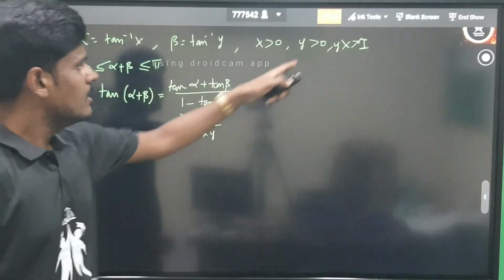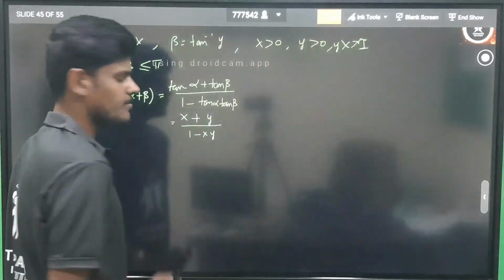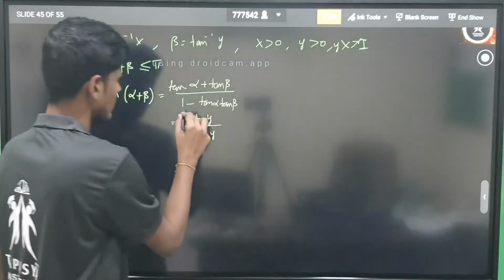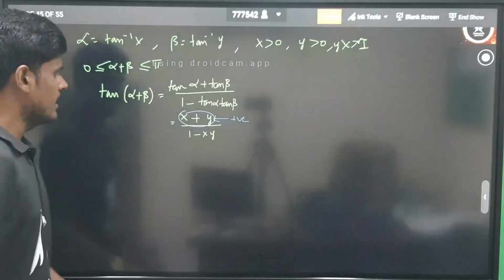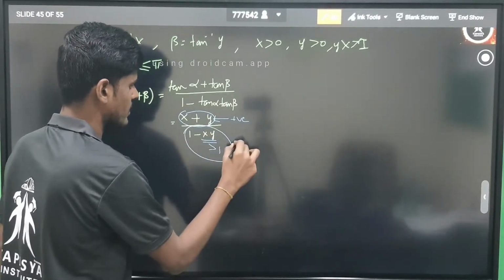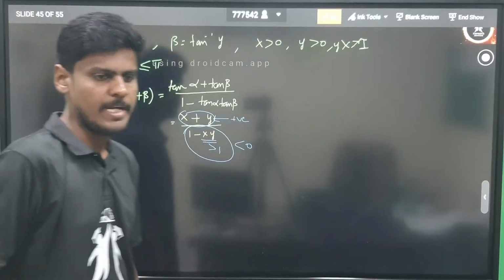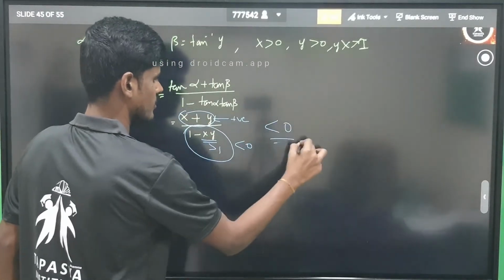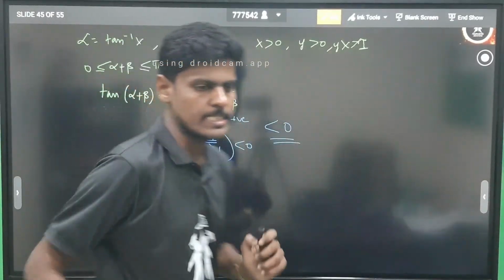Now what is given? xy is greater than 1 and x and y are both positive numbers. That means this numerator is a positive quantity and since xy is greater than 1, the denominator, 1 minus xy, will be a negative quantity. So a positive number divided by a negative number is negative. This answer is less than 0. So what we understand is that this tan value is less than 0.